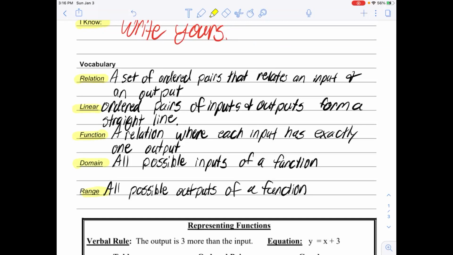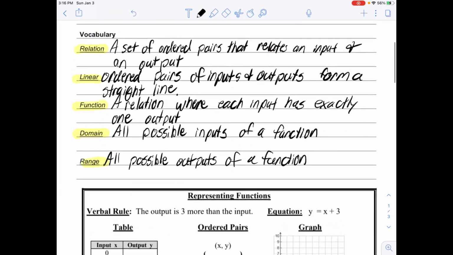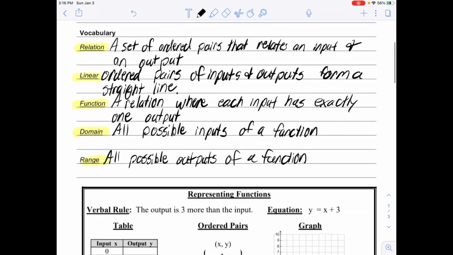Domain and range aren't going to be a huge factor in our unit here, but they are really good words to use. In math, we don't use input and output, we use domain and range. So I'm going to try to use both of those words during our videos here as well. So pause the video here, get all that written down, and then continue when you're ready.